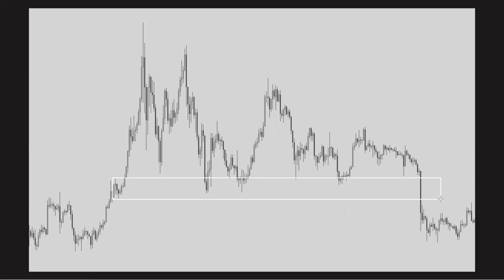So there's your flag limit. Quite clearly the structure which is holding up this much larger structure, tested however many times, and then inevitably price breaks down through it.